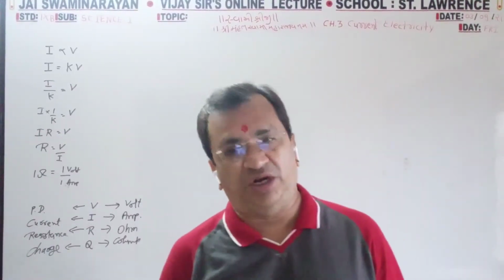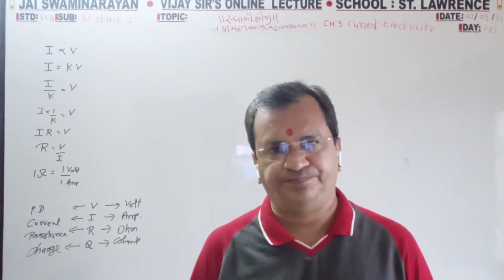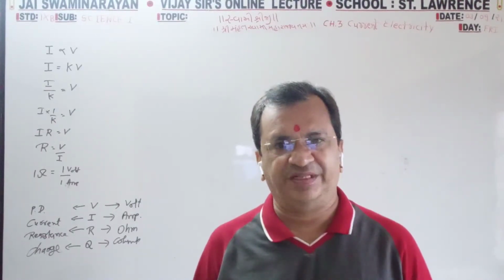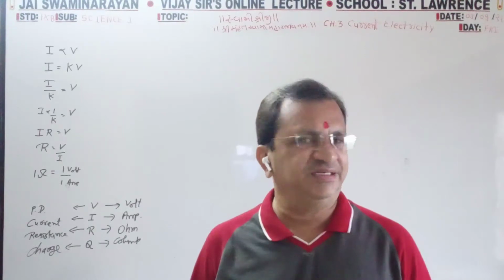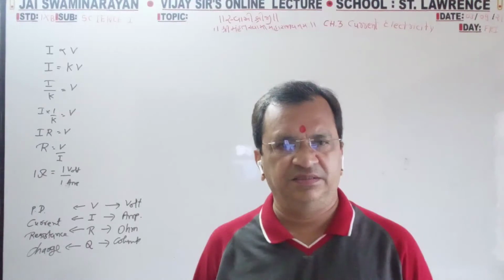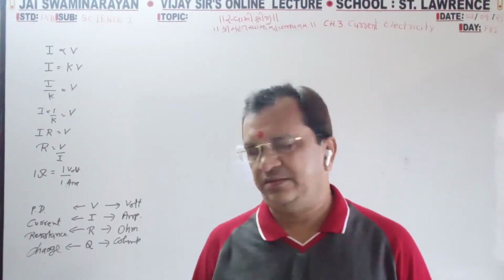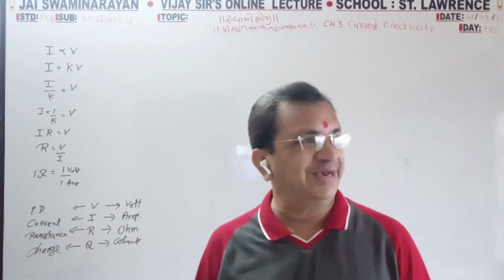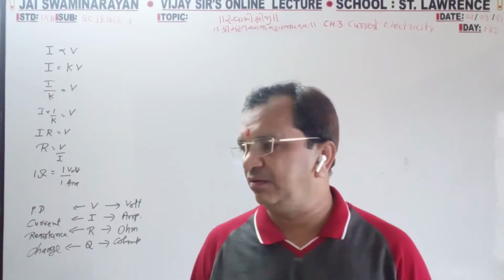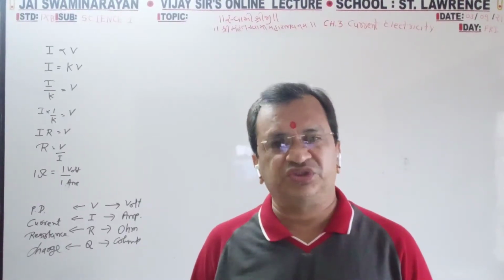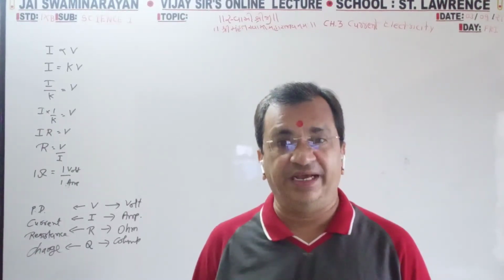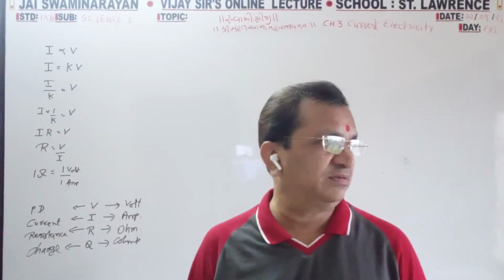Capital V stands for volt, V-O-L-T, the potential difference. Then I. I is the symbol of current and we measure it in ampere. Third, R. R stands for resistance. Resistance we always measure in ohm. Q stands for electrical charge. Charge on electron, negative charge on electron, that we measure in coulomb.